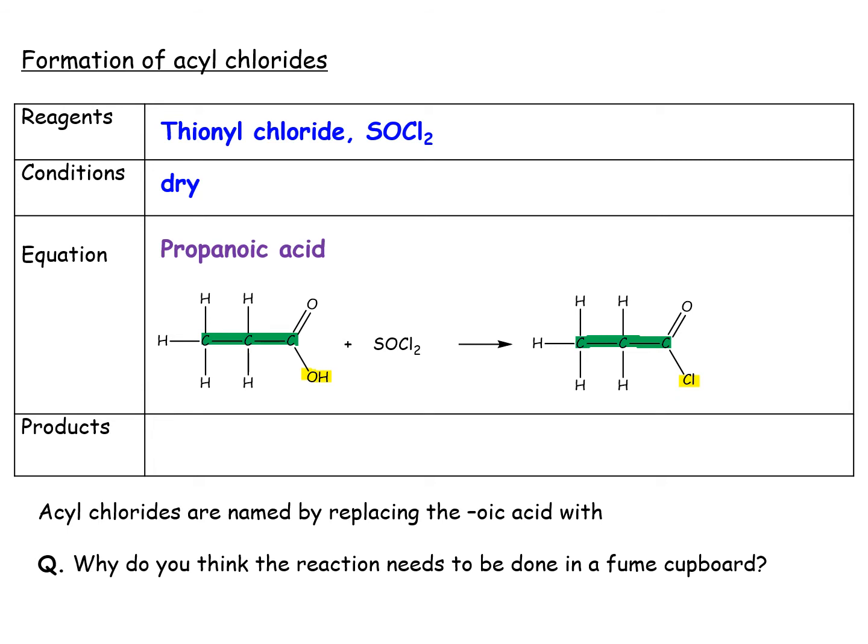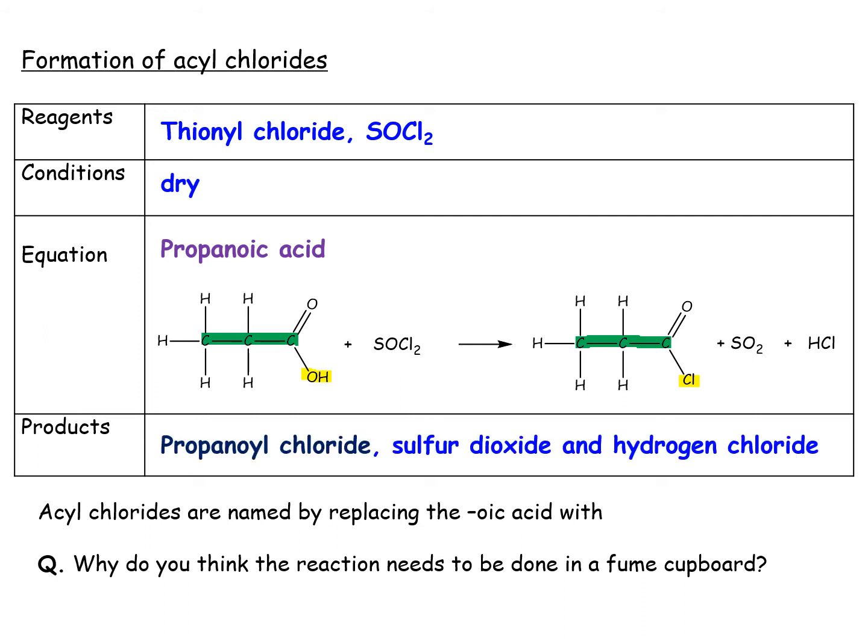Okay, so we started with propanoic acid. Hopefully you got that you would make HCl and SO2. So you might have just pieced those remaining atoms left over together to come up with some familiar compounds that you know, SO2, sulfur dioxide, and HCl, hydrogen chloride. So notice the naming now, you've gone from propanoic acid to propanoyl chloride.